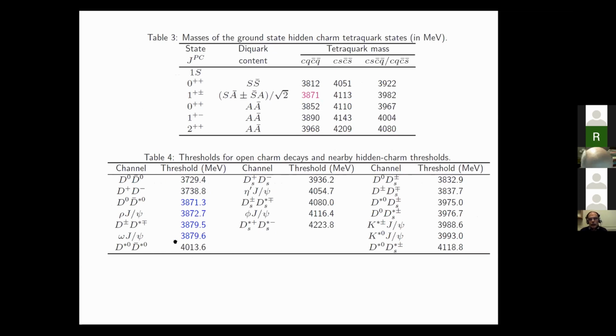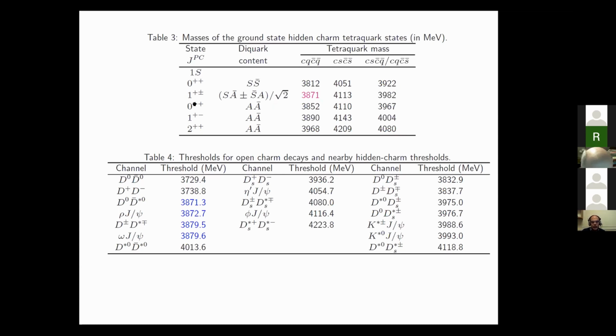of the tetraquarks. In the following table, I just present the ground state masses of the hidden charm tetraquarks. Here I give their quantum numbers and their diquark content. S stands for the scalar diquark, A for the axial vector diquark. Here we give them for the hidden charm tetraquarks, tetraquarks with hidden charm and strangeness, and tetraquarks with hidden charm and open strangeness.